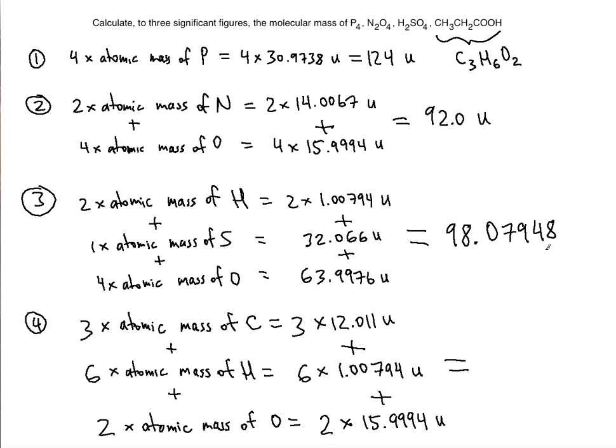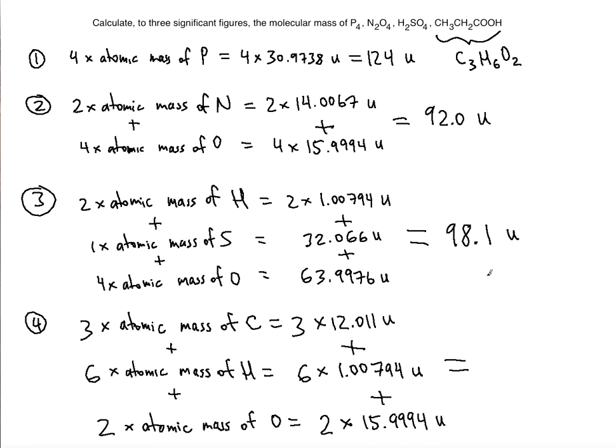that gives me 98.07948. But again, that's too much. We need only three significant figures, so we have to stop at the 0. But if we round it to the nearest tenth, the next digit is 7, which exceeds 5, so that pushes the 0 into a 1. So we have to round it so that it says 98.1 U. So that's your final result.